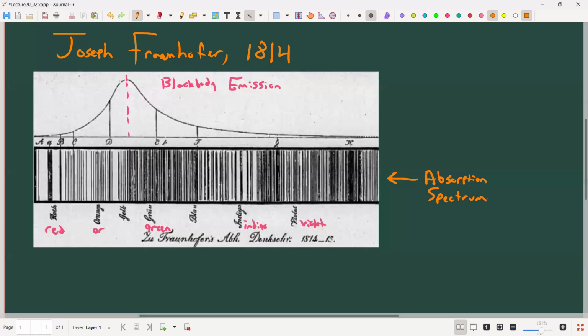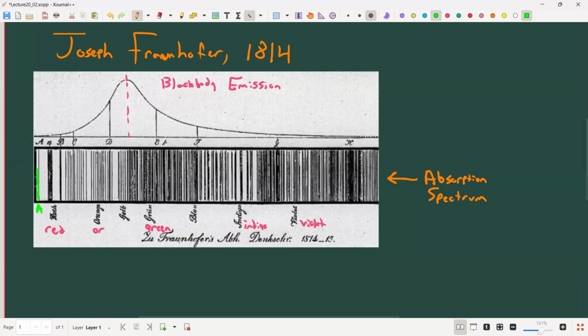And interestingly, you'll see that he notes on the labels, in between the two plots, there's A, B, C, D, E, F. And he particularly names the particularly strong absorptions, A, B, C, D, E, F. So here's the A, right? There's a line here by itself. There's a line here by itself, B, a line here by itself, D, and so on and so forth.